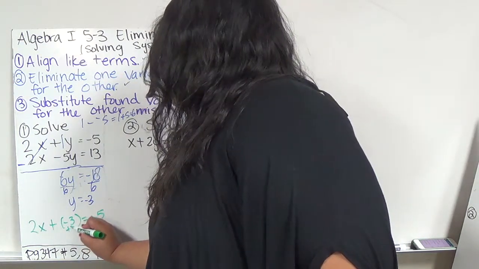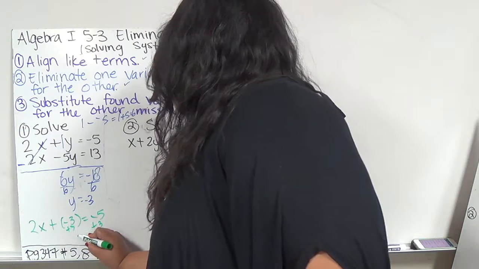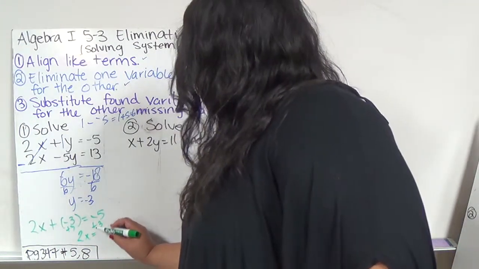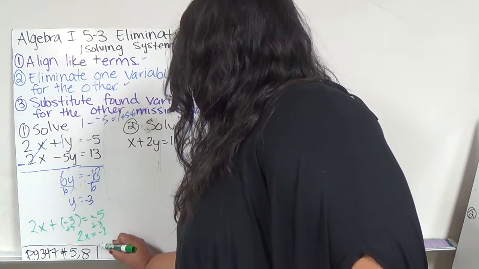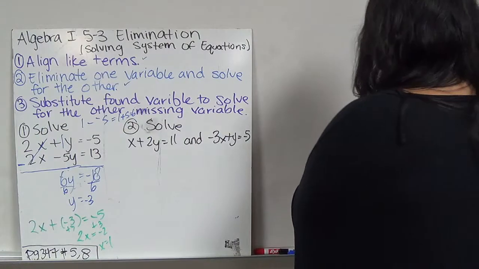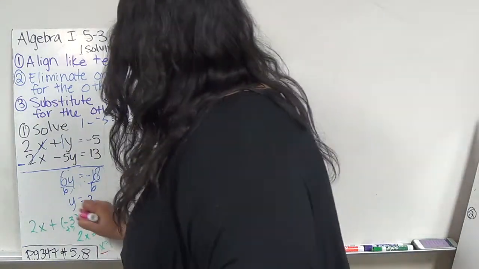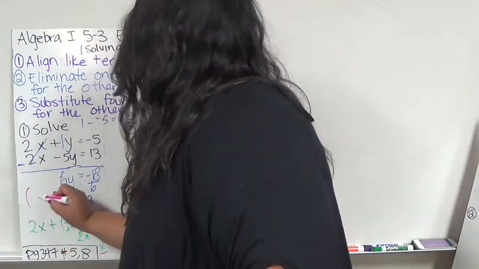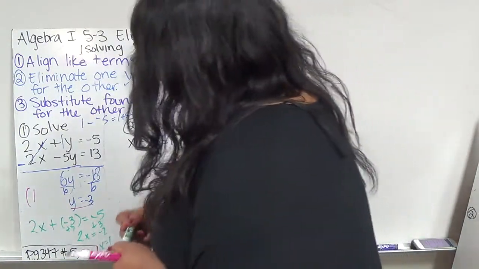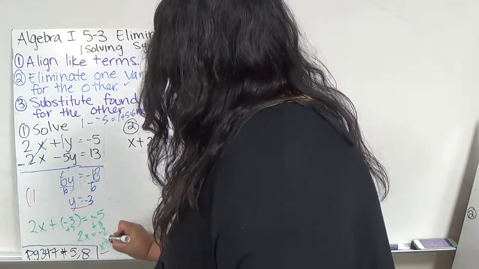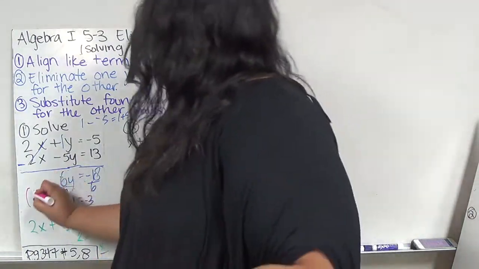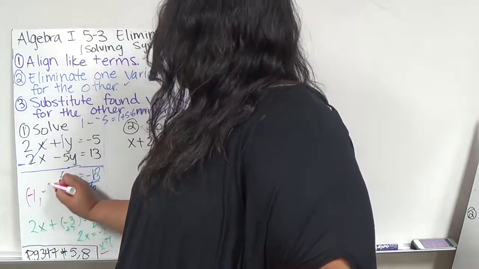So I'm going to add 3 to both sides. This gives me 2x equals negative 2, x equals negative 1. So I have my x, and I have my y. Negative 2 divided by 2 is negative 1. So x is negative 1, and my y is negative 3.